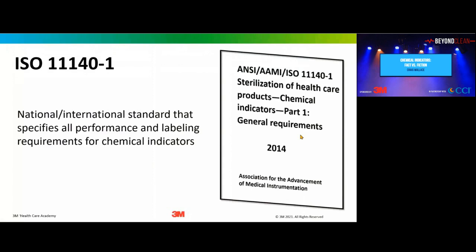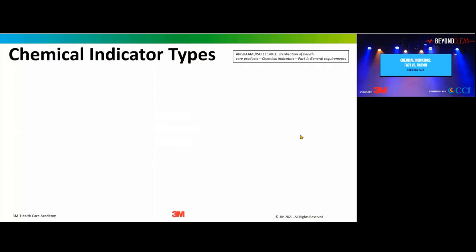So the first thing is that this standard puts indicators into six different types. Now I'll say that these types are not intended to be hierarchical. In other words, they're numbered 1 through 6, and a 2 is not better than a 1, a 3 is not better than a 2. They are simply different categories of chemical indicators. So let's take a look at them.